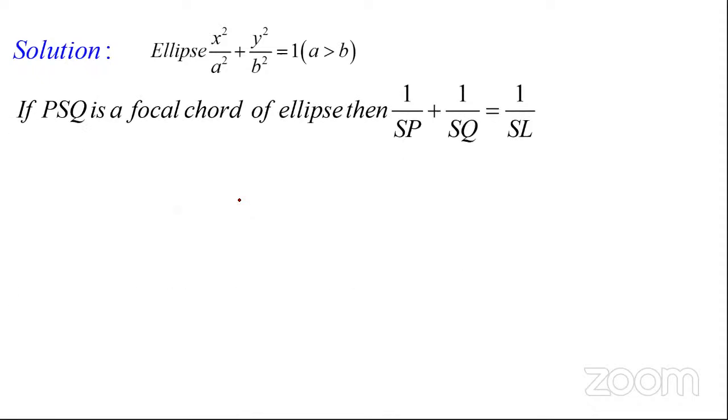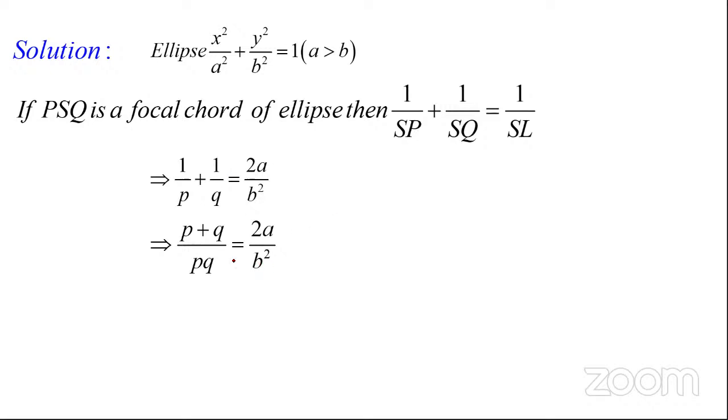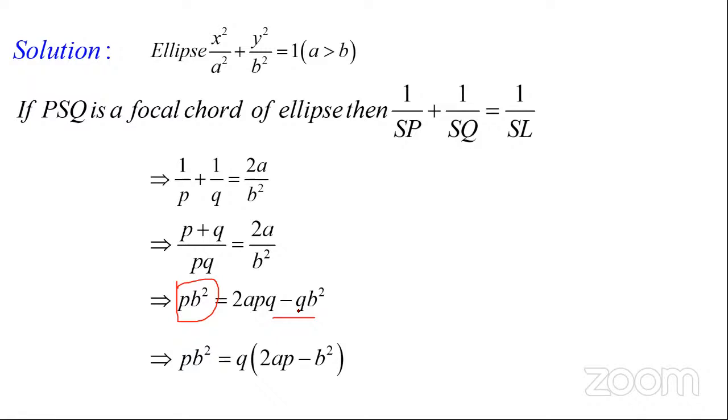If PSQ is a focal chord of the ellipse, then 1 by SP plus 1 by SQ equal to 2a by b square. So 1 by p plus 1 by q equal to 2a by b square. Solving this, p plus q by pq equal to 2a by b square. Simplify this one, then pb square plus qb square equal to 2apq. We have to find the pb square value, so take qb square to the right side and you will get minus qb square. So pb square equal to 2apq minus qb square, that is pb square equal to q into 2ap minus b square. Option 1 is the correct one for this question.